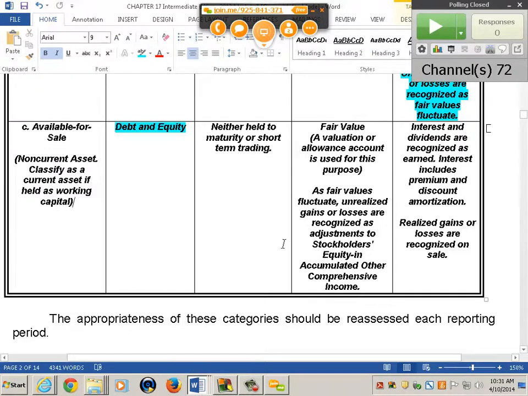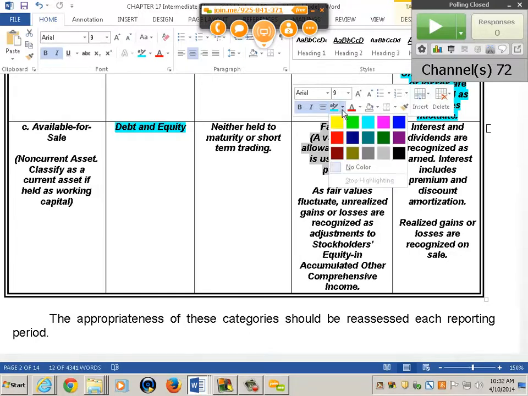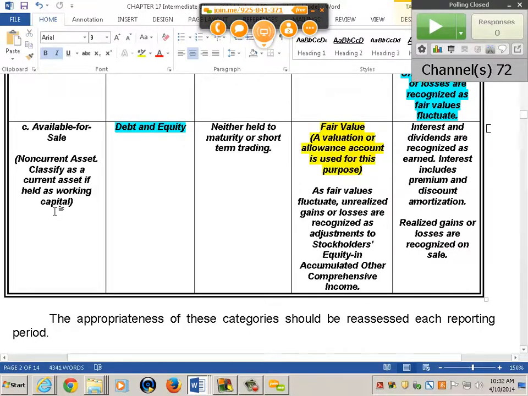Now, once again, this is going to be mark to market. So this is a fair value. See in the yellow highlighting, it's a fair value using the allowance accounts. It's the same story we have here. You debit the allowance for a gain. You credit the allowance for a loss. The question is, where do you report the gain or loss? And the answer in this case is that this goes into accumulated other comprehensive income. This does not appear on the income statement.